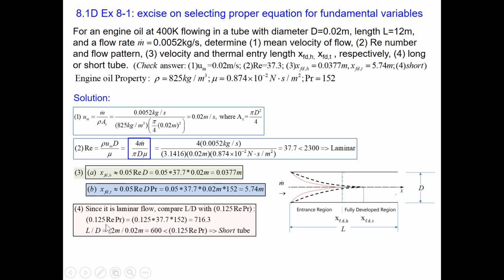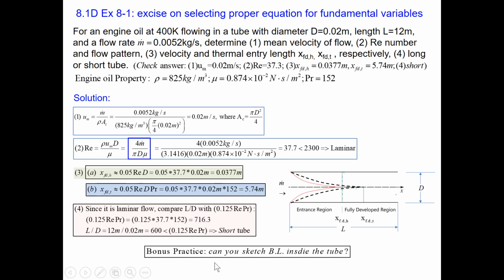Finally, since the flow is laminar, we compare length over diameter with a combination of parameters. We plug the numbers into the combination of parameters, and we get 716.3. Then L over D, we get 600. Compare these two numbers, we decide it is a short tube.